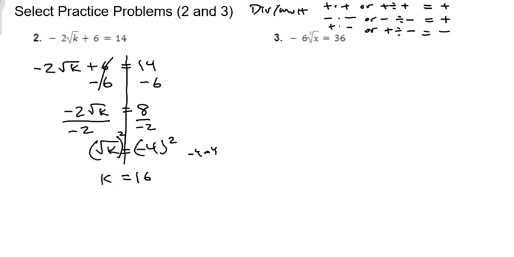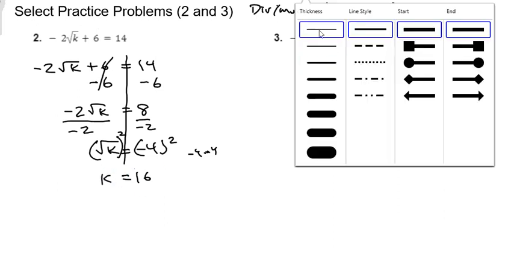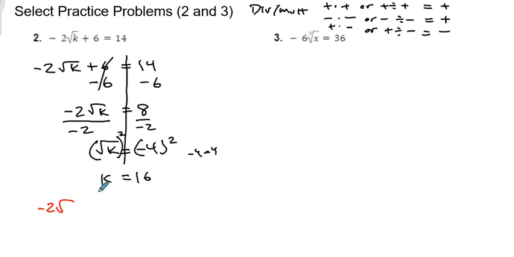So now we are going to do our check step. We are going to take this answer and plug it into here. So we're going to go -2 times 16 plus 6, and it should equal 14. That's what we're hoping for. So we get -2 times 4. You put 4 in there, and then you add 6 to it. So we get -8 plus 6.